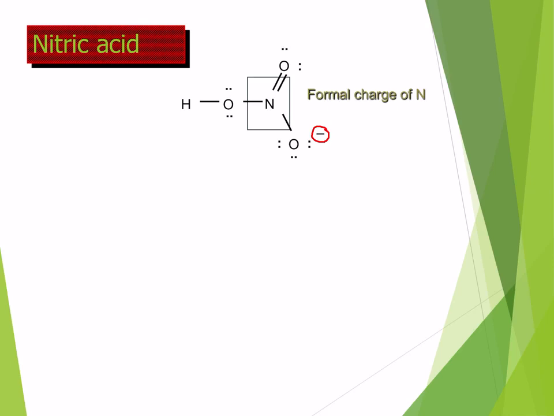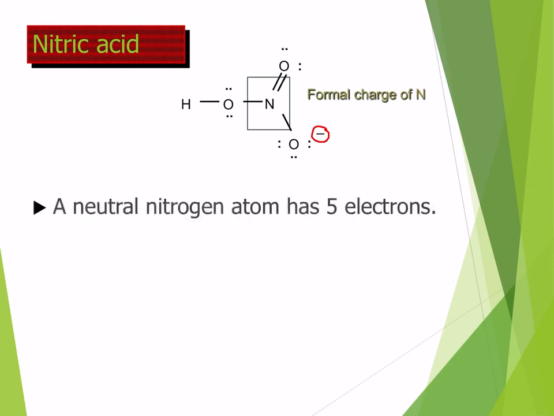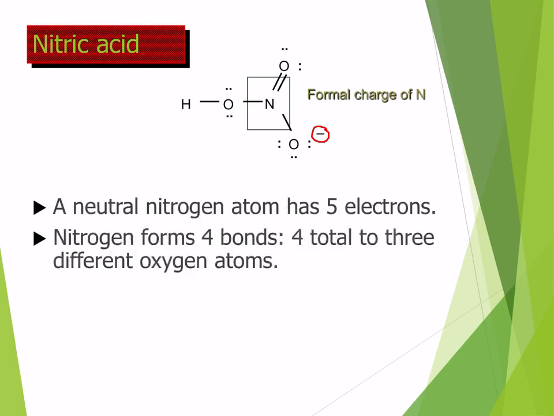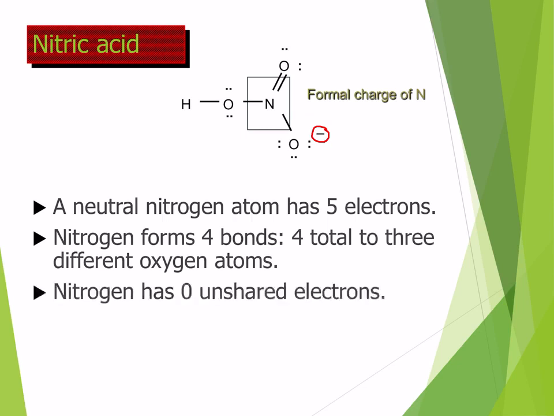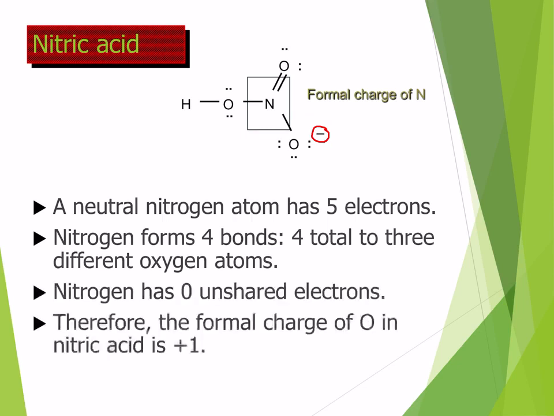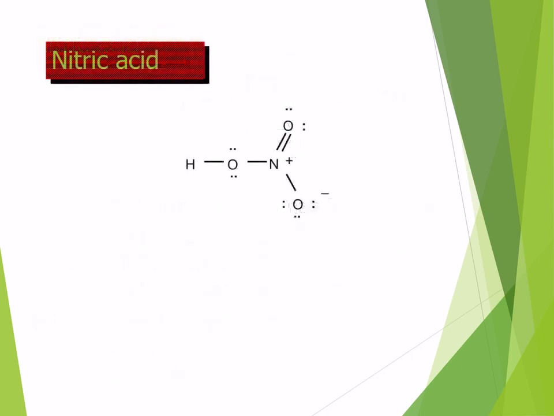So now, calculating the formal charge on nitrogen. Normally nitrogen has 5 electrons. Right now this nitrogen has 4 bonds going to it. There are 2 going to the top right oxygen, 1 going to the left, and then 1 going down. It has no unshared electrons, no lone pair sitting on that nitrogen. So our formal charge is +1. We took our 5, subtract our 4 bonds, no unshared electrons, and we get a +1. So we put a positive next to the nitrogen. We've got our positive here on the nitrogen, our negative here on the oxygen.